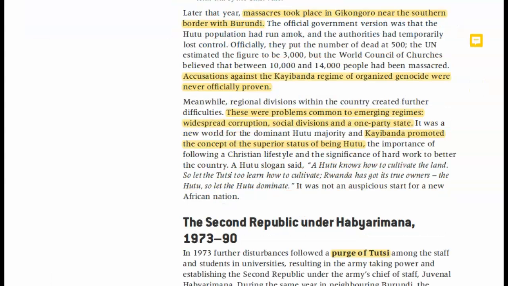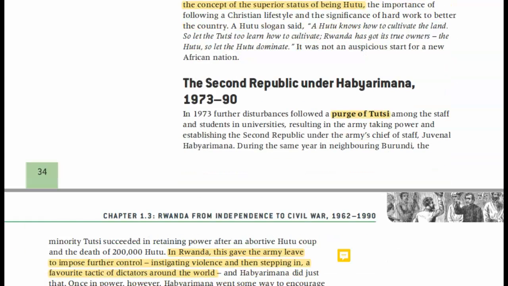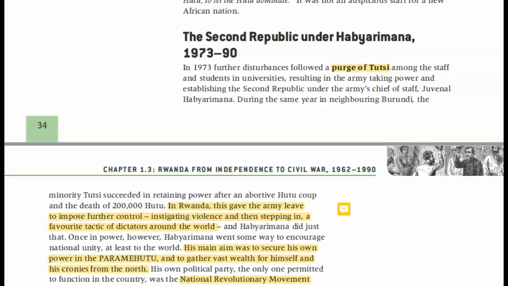Then we're going to get the Second Republic under Habyarimana right here. This is going to follow the purge of the Tutsi among the staff and students in university, resulting in the military really establishing power and control within the country. So he's going to come in and purge the Tutsi. The Rwandan army is going to be given leave to impose further control. So the army is going to have even more control in the country than they previously did, instigating violence and stepping in, which is a favorite tactic of dictators around the world.